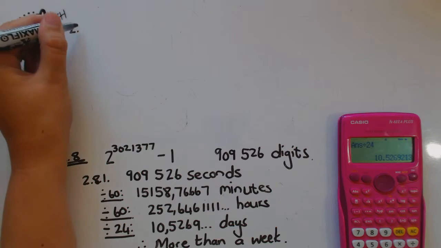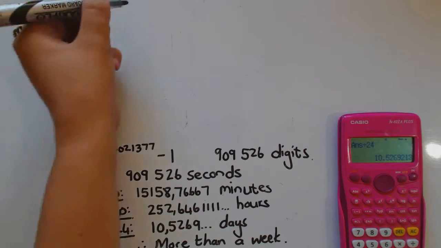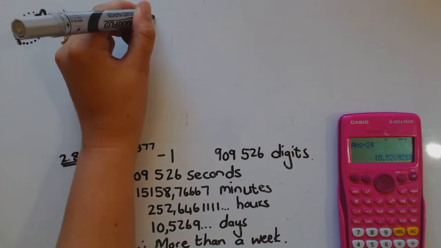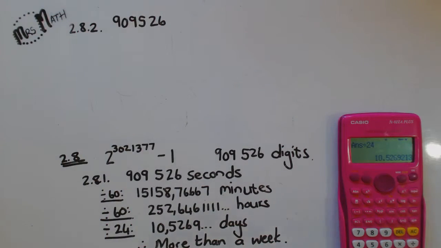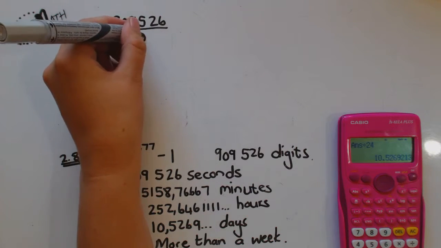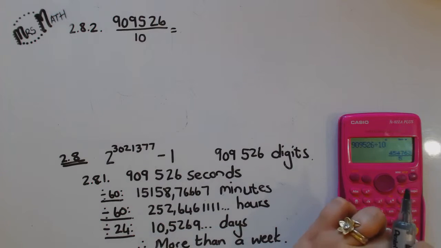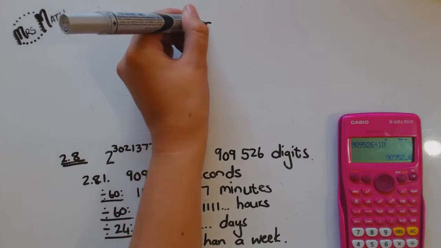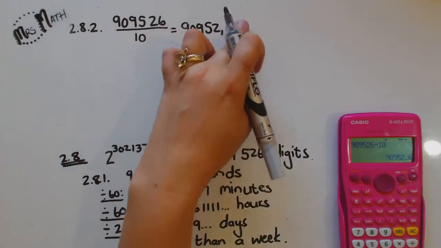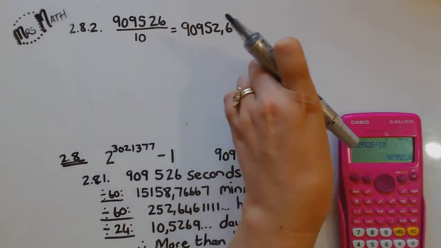Okay. So then in 2.8.2, it says find the length of the number when written out in kilometers. So the number is 909,526 digits long, and they say for every 10 digits, it takes up 5 centimeters of space. So this is the amount of digits I have. I'm going to divide that by 10, 909,526 divided by 10, and then it gives me 90,952.6, which I can actually calculate without a calculator. This is the amount of 5 centimeter spaces I have.